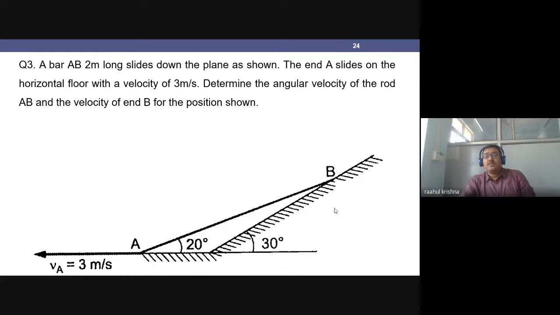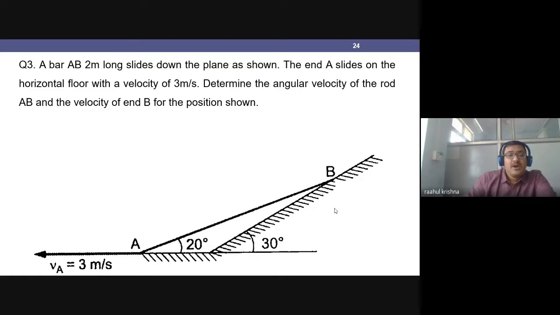We'll be looking at how to analyze the motion for a slider crank mechanism. That is actually one of the important parts. We had seen the theory part at the start of the previous session. We'll also be seeing how we can find out the angular velocity and the velocity of the other end, and establish the kinematics of the slider crank mechanism.